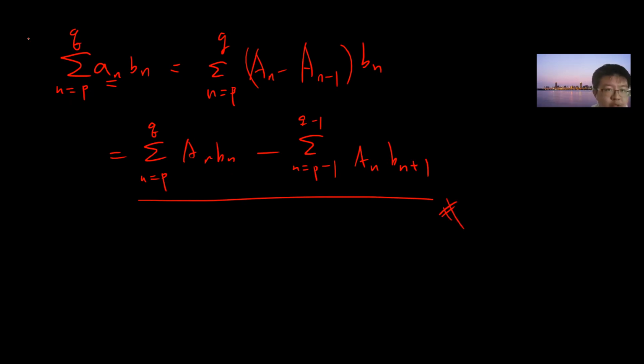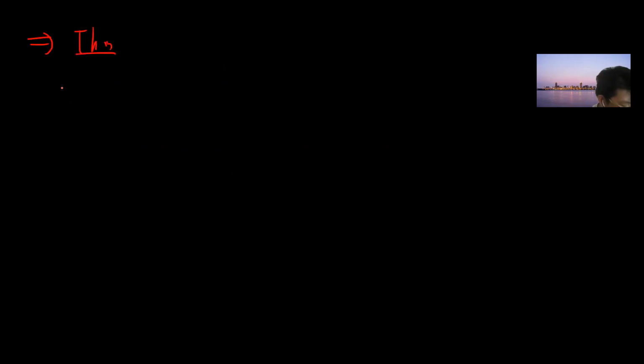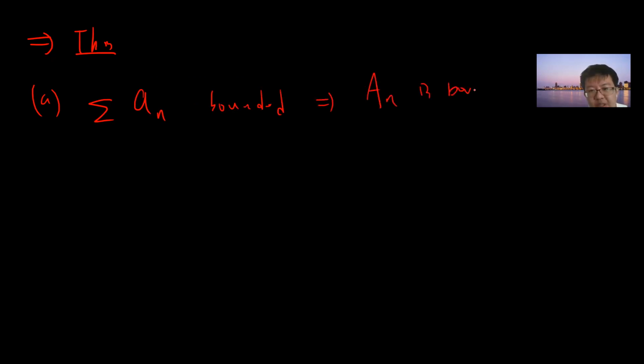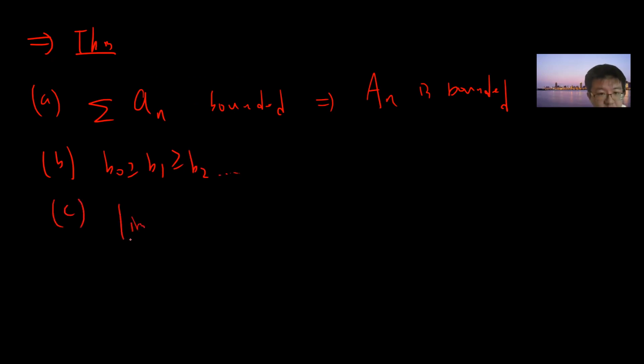From this we can get another theorem, which people like to use. Suppose that A is bounded, meaning that the partial sums An are bounded, and b is monotone, and b goes to 0. Then the sum of an bn converges.